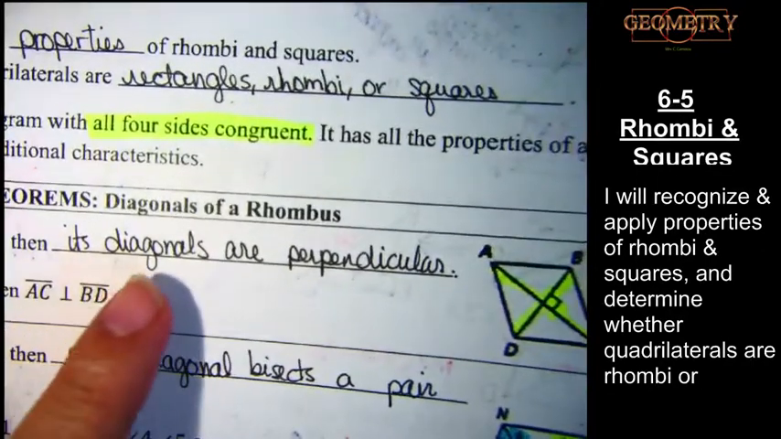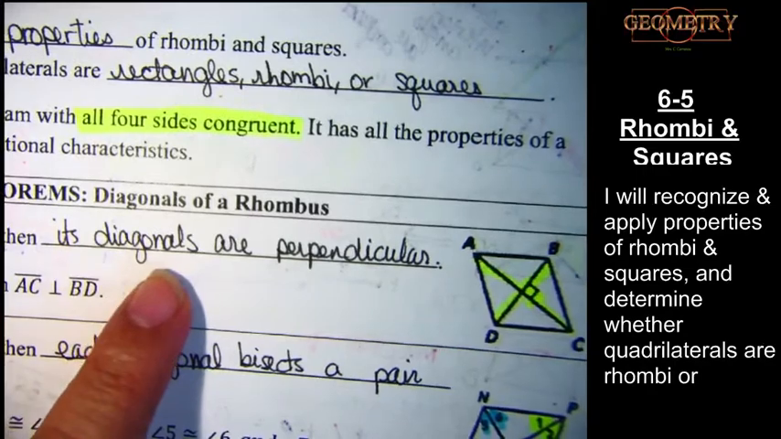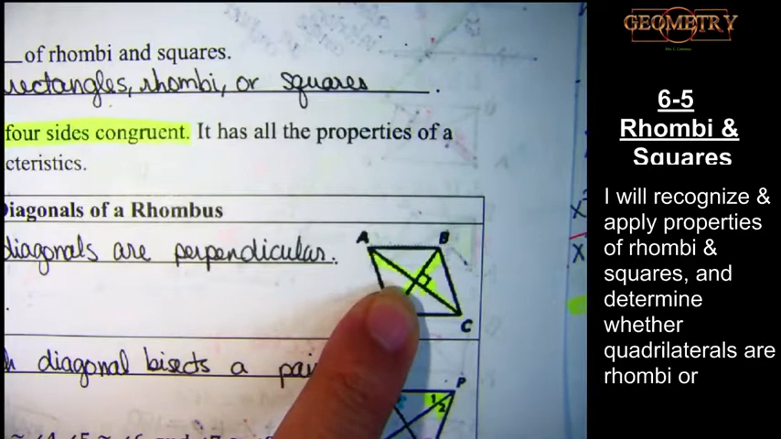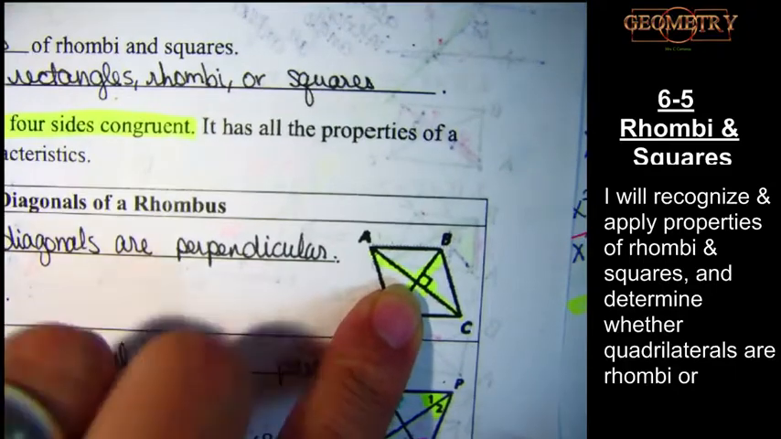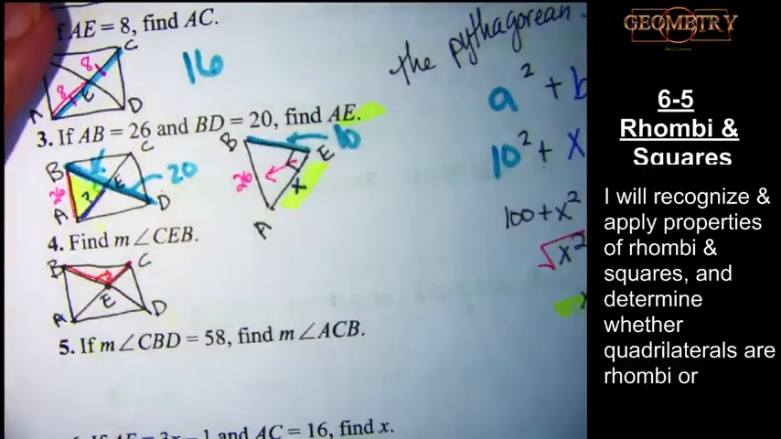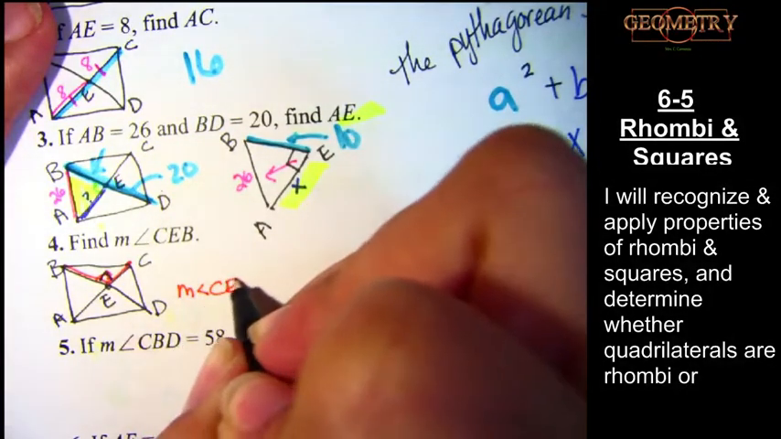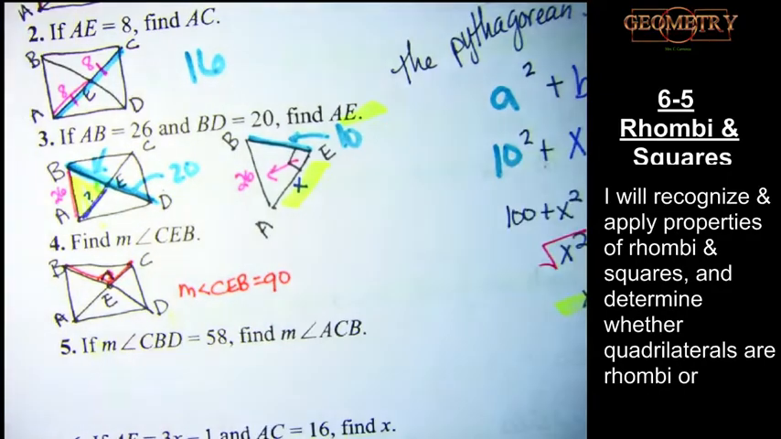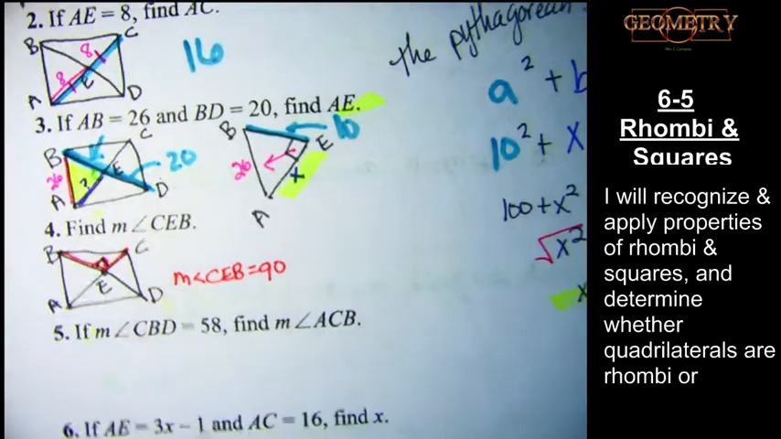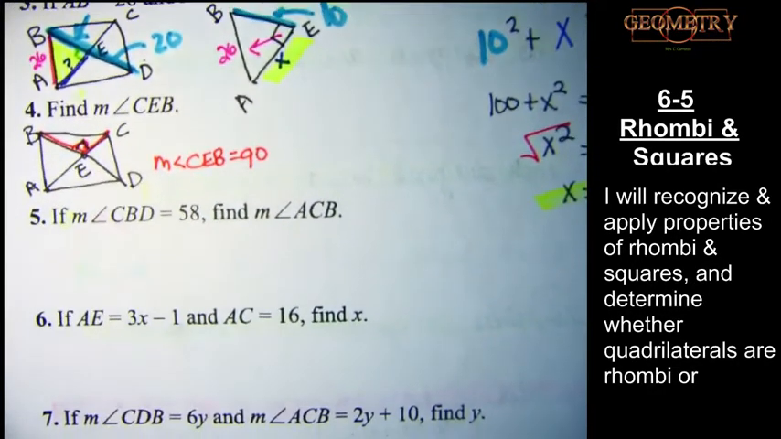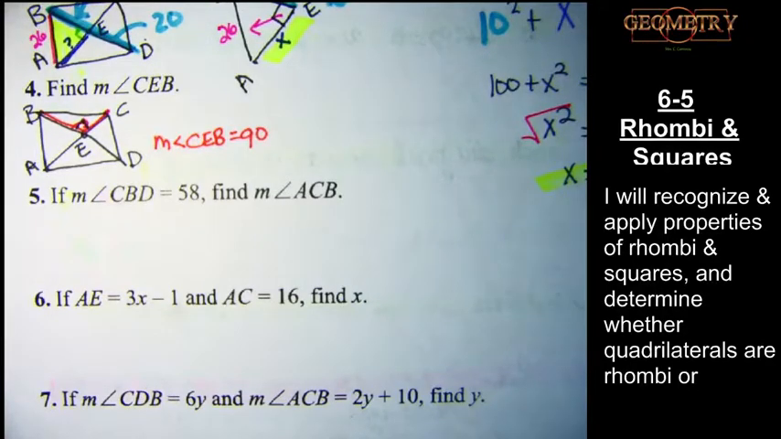And according to our diagonals of a rhombus, the diagonals are perpendicular, which means they intersect at 90 degrees. That's what that little box there means. Which means there's a 90-degree angle right here. And so the measure of angle CEB is 90. No algebra involved, no crazy adding or subtracting. Pretty cool, huh? We're halfway done. Good job.